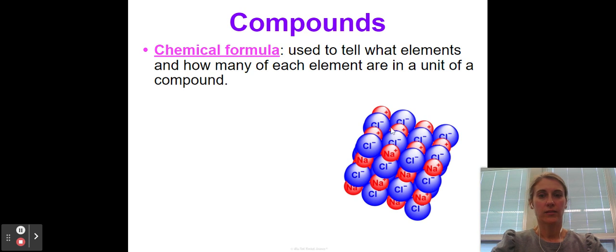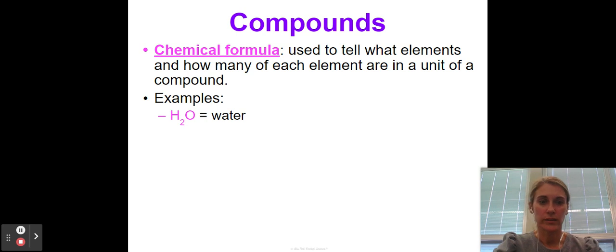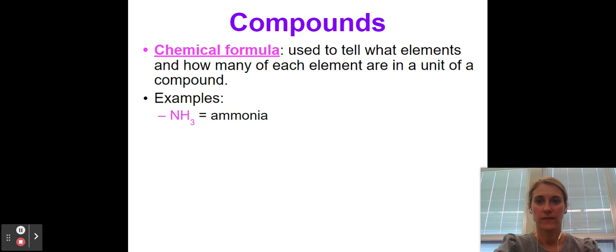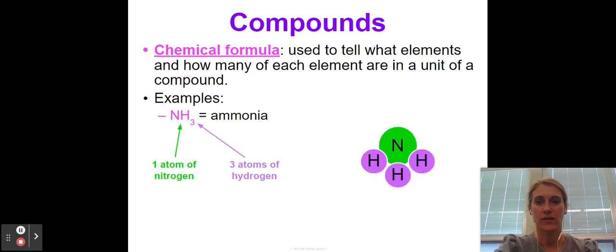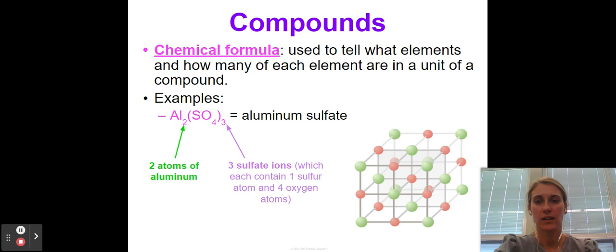All right, a little bit of review too. Chemical formulas are used to tell what elements and how many of each element are in a unit of a compound. Sodium chloride, for example: we have one sodium atom, we have one chlorine atom. Water: 2 atoms of hydrogen, 1 atom of oxygen. Ammonia: 1 atom of nitrogen, 3 atoms of hydrogen. We can also have a formula unit, that is 2 atoms of aluminum and 3 sulfate ions, which contain 1 sulfur and 4 oxygen atoms.